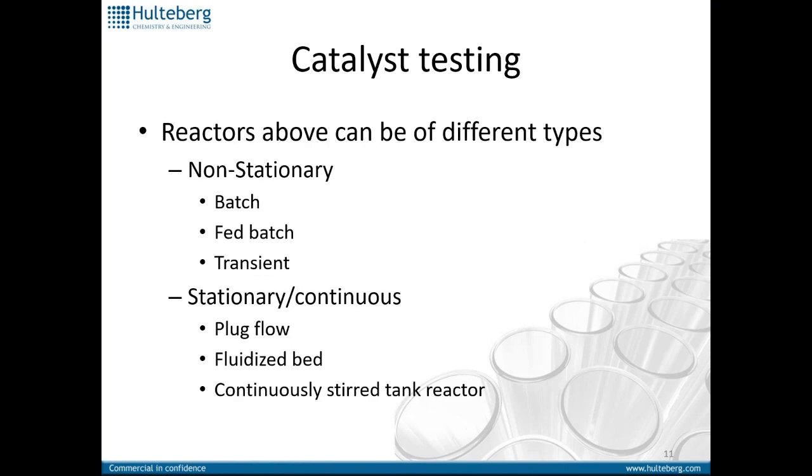And then if you look at all of these reactors, they can in theory be of different types. We won't go into what represents these reactors right here and right now. Just mention that we have non-stationary reactors where inlet concentration and conditions change. They can be batch, semi-batch or fed batch reactors, or indeed transient reactors when you're intentionally or purposely changing the conditions. Or they can be stationary, which we also call continuous or continuous flow reactors, like plug flow reactors, which is the most common in testing. We have fluidized bed reactors, and then we have continuously stirred tank reactors.